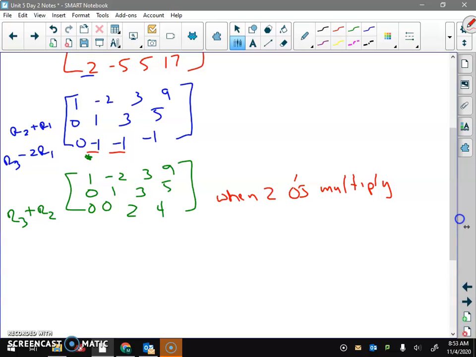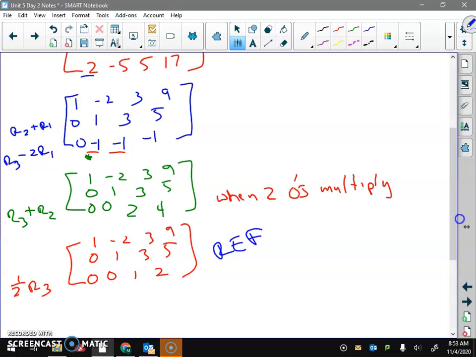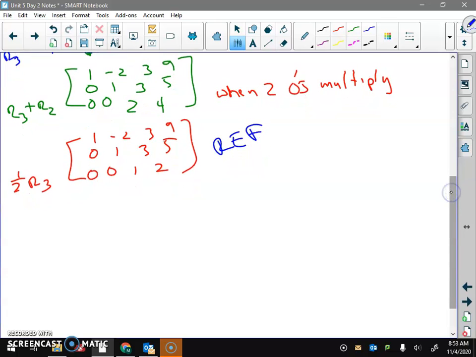All right, so what am I going to do? Again, I'm leaving this row alone. I'm leaving this row alone. And I'm taking row 3 and taking half of it, divided by 2. 0 divided by anything is 0. 2 divided by 2, or times a half, is 1. 4 divided by 2 is 2. I now have my matrix in row echelon form, so I'm going to reintroduce variables so I can finish solving.